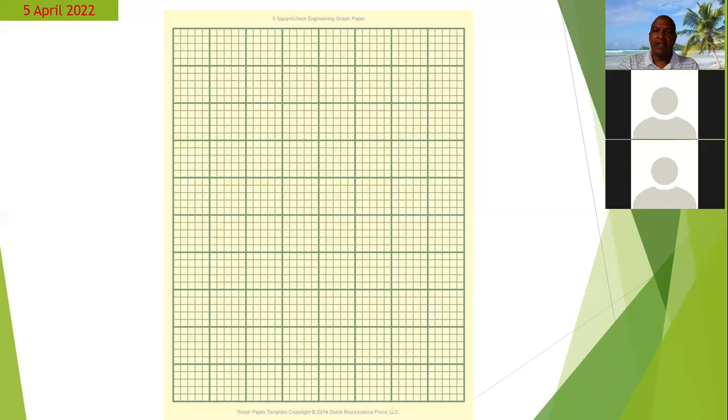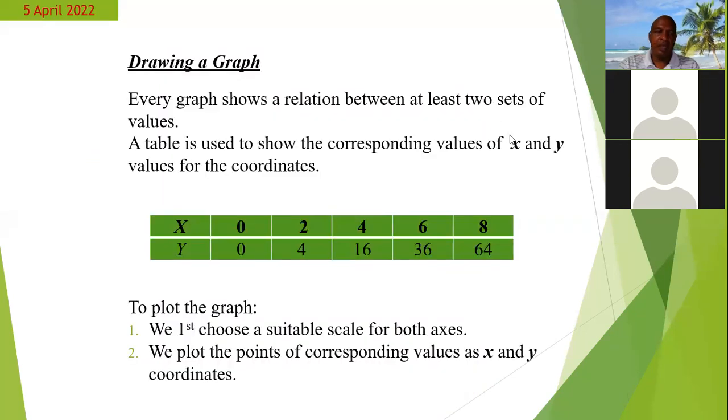All right, guys. So with that said, everybody should be comfortable with your graph paper now. Now, drawing a graph. Every graph shows a relationship between at least 2 sets of values. A table is used to show the corresponding values of X and Y.